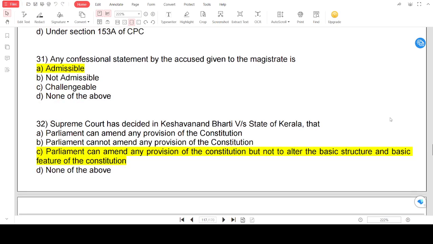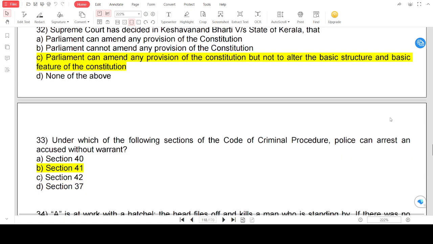Supreme Court has decided in Kesavananda Bharati vs. State of Kerala that Parliament can amend any provisions of the Constitution but cannot alter the basic structure and basic features of the Constitution.